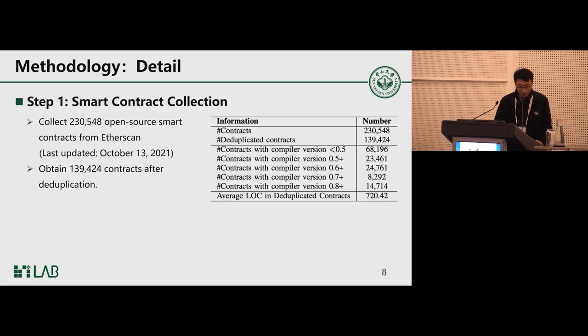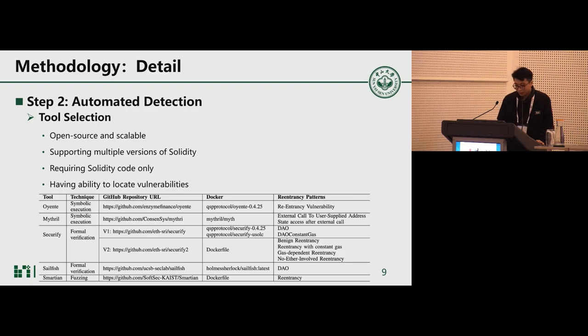In step one, we collect more than 230,000 open source smart contracts from Etherscan and remove the duplicates. After deduplication, we obtain almost 140,000 smart contracts. In step two, we select detection tools and use them to analyze the contracts in our data set.